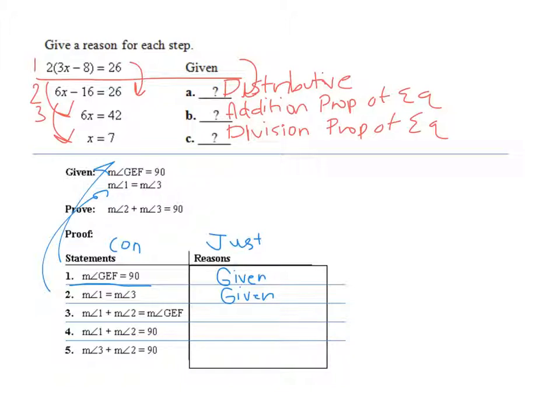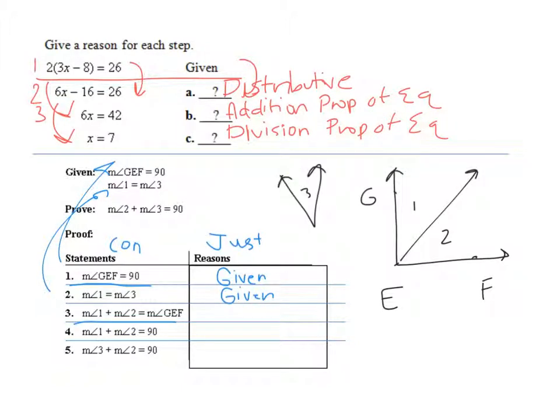How do we know that the measure of angle 1 plus the measure of angle 2 equals the measure of angle GEF? Okay, I just realized that I did not have a diagram for this, so I drew in a diagram. The measure of angle GEF is 90, so I'm going to mark it. Always mark up your diagram. The measure of angle 1 is equal to the measure of angle 3, so I marked that up. And now I'm on line 3. So why does the measure of angle 1 plus the measure of angle 2 equal GEF?